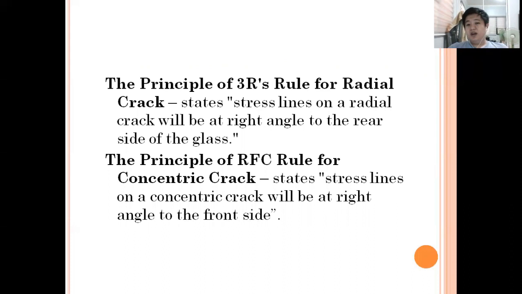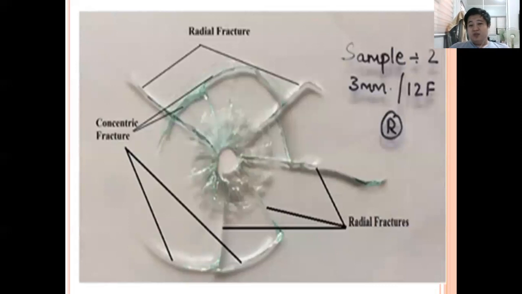We have the 3R rule in the radial fracture. The 3R rule states that stress lines in the radial crack will be at right angle to the rear side of the glass. Then there is the rule for concentric cracks. A while ago we were talking about the radial crack; now we are talking about the concentric crack. It states that stress lines on a concentric crack will be at right angle on the front side. So that is the difference between concentric and radial fracture.